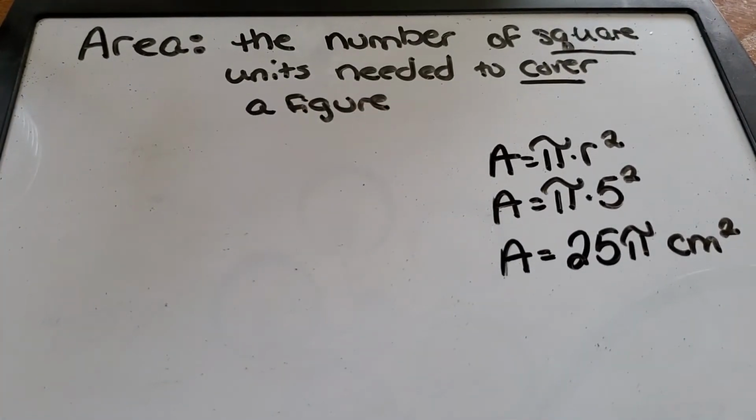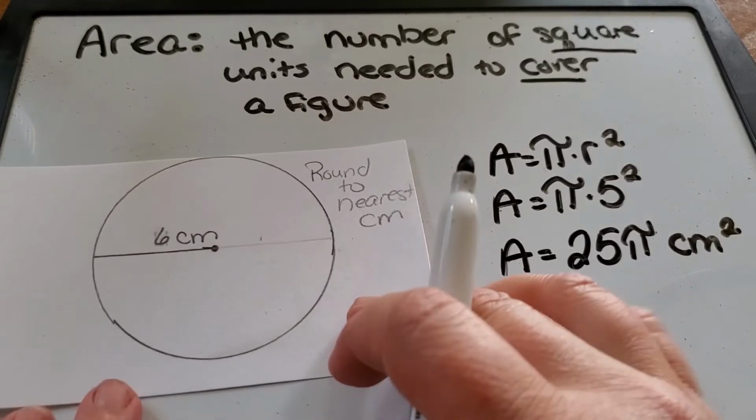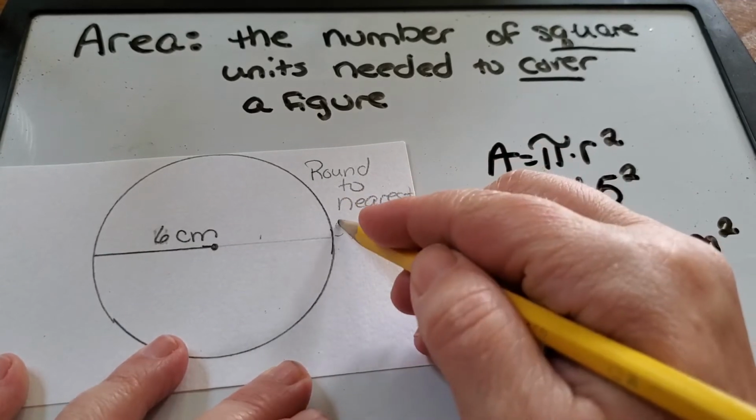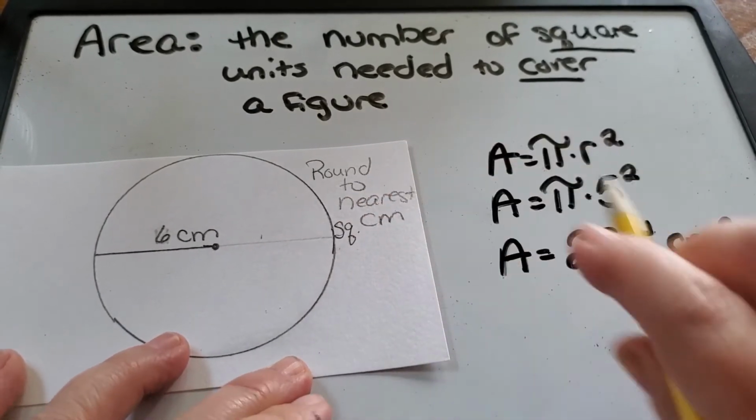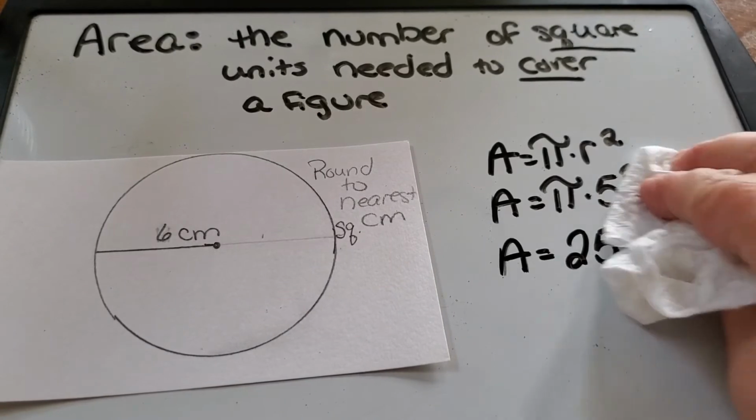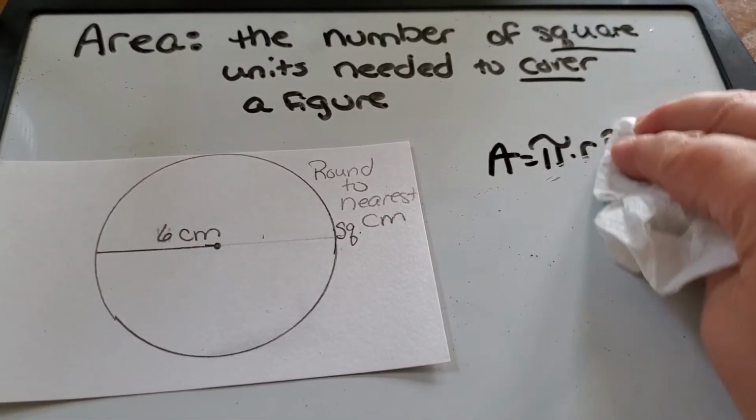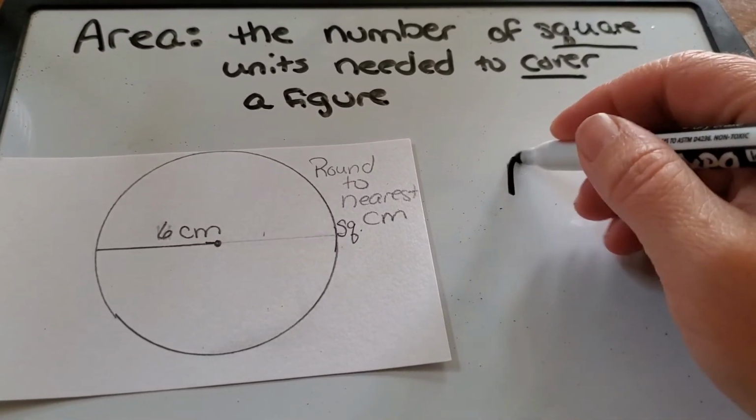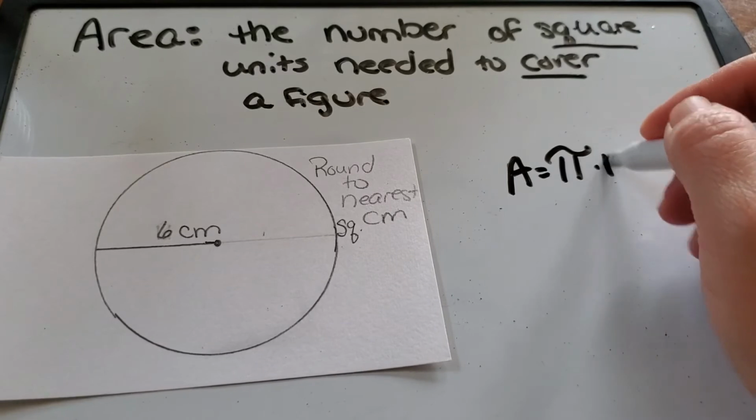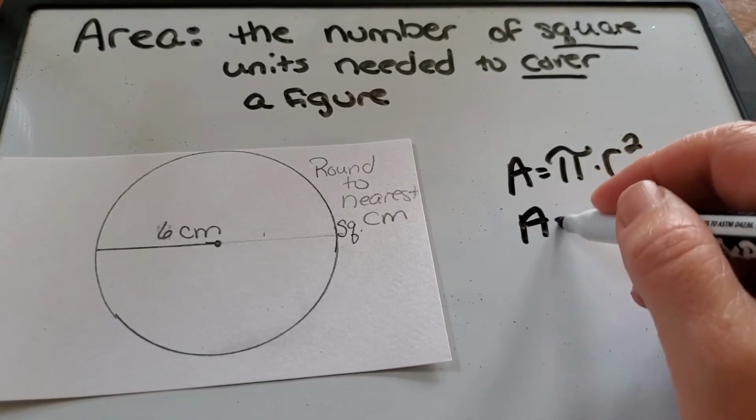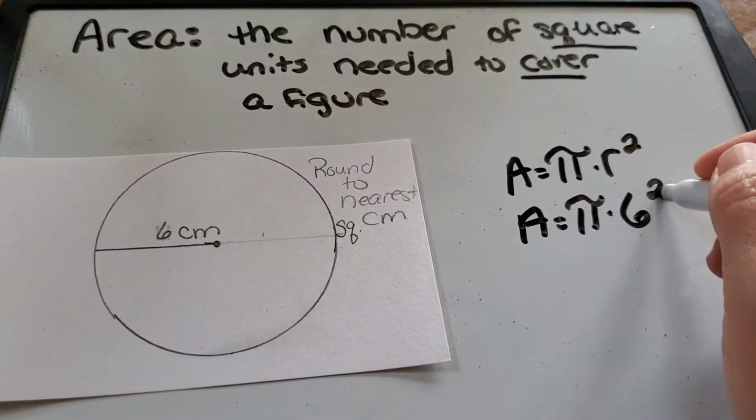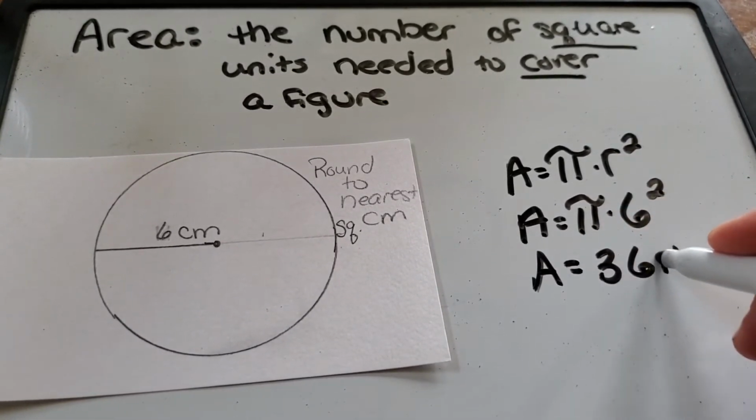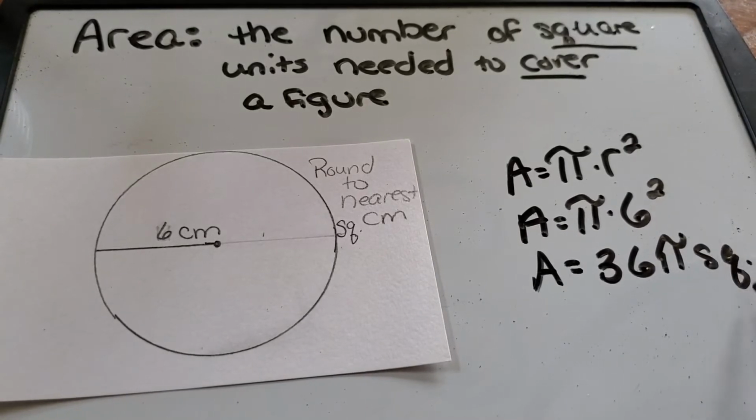Now, how about if I gave you a circle and I wanted you to find the area, but this time I wanted you to round to the nearest square centimeter, so the nearest whole number. So you're going to start with your formula. Area equals pi times radius squared. The radius is 6. So it's going to say area equals pi times 6 squared. 6 squared is 36, so that's really just pi times 36, or 36 pi square centimeters.